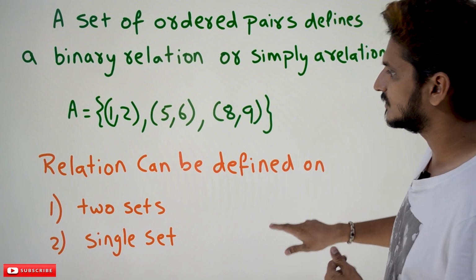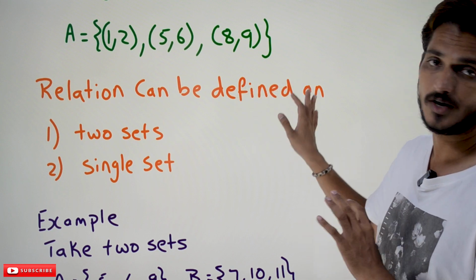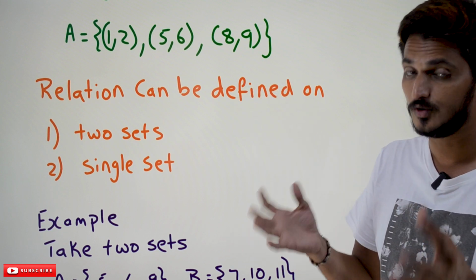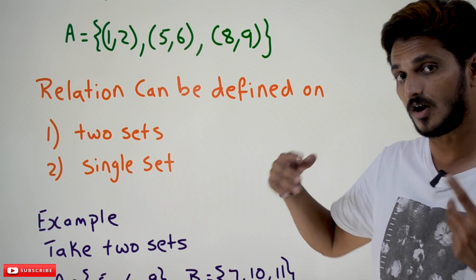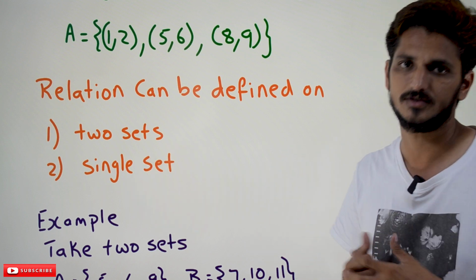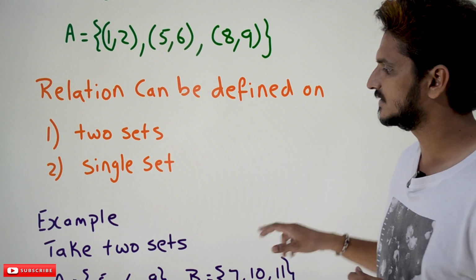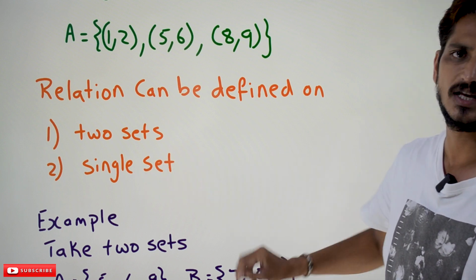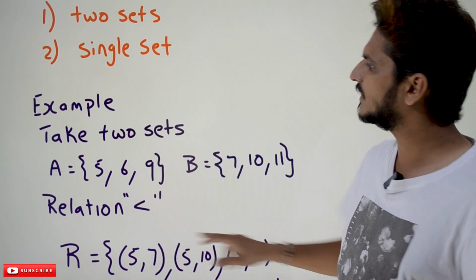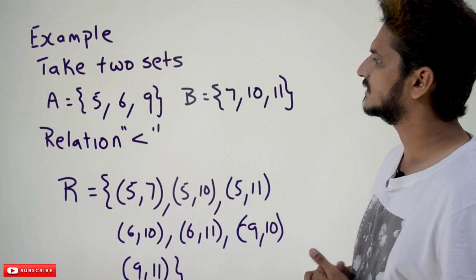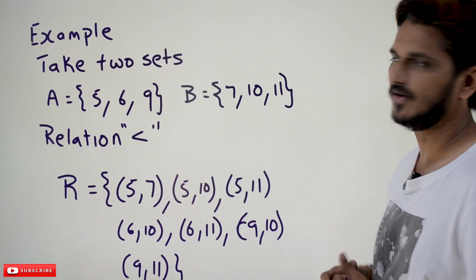Now coming to the next concept, a relation can be defined on two sets, or you can take a single set and define a relation on that single set also. We'll do both examples. Most of the time we go with the single set, but you need to understand both ways. Example, take two sets, A = {5, 6, 9} and B = {7, 10, 11}.